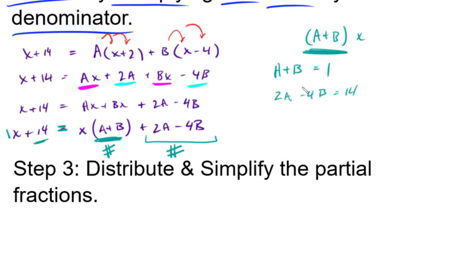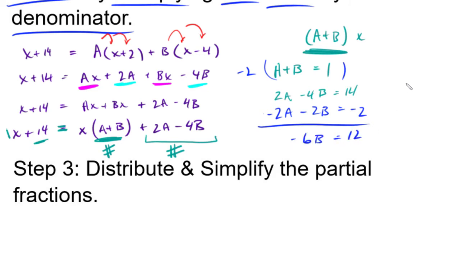And now you just solve this like a typical system. So I'm going to solve it like a typical system. Multiply this by negative 2 to cancel out the a's. So you get negative 2a minus 2b is equal to negative 2. So you get negative 6b is equal to 12. And so b is equal to negative 2. Now that I know b is negative 2, I'll plug that in right there. And I'll have a minus 2 equals 1. And so a is equal to 3.